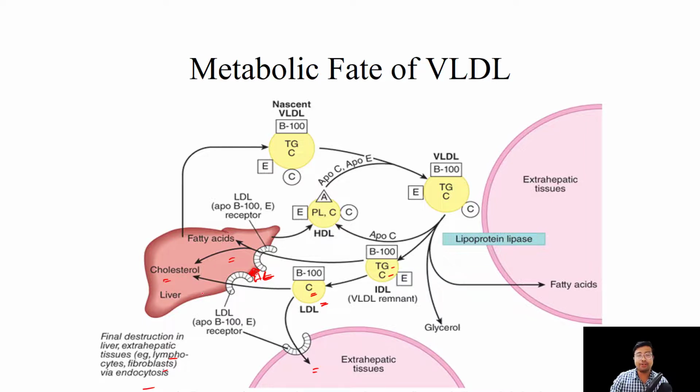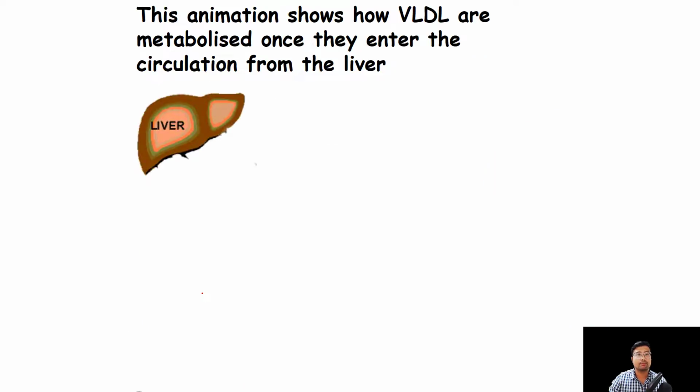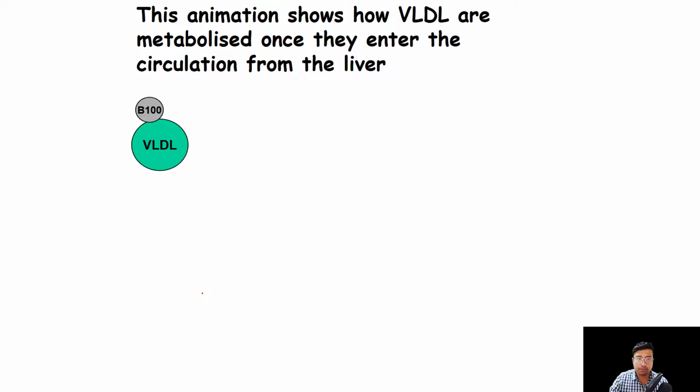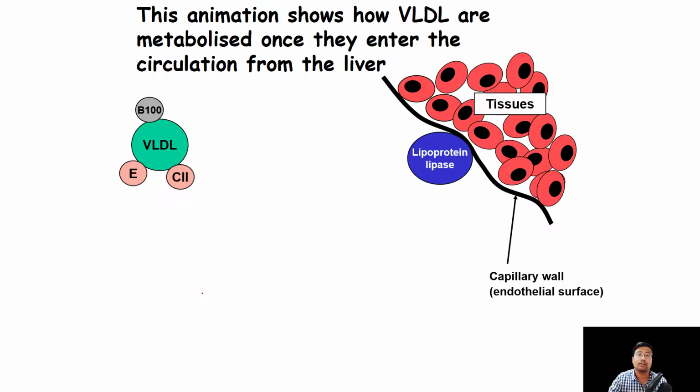Alright, we can also visualize the same with the help of a very cute animation. This animation shows how VLDL are metabolized and enter the circulation from the liver. Number one, VLDL are produced from the liver. They have ApoB100 and they get ApoC and ApoE from HDL, specifically ApoC2. If you want to score good marks, you need to mention ApoC2. So ApoC2 and ApoE are donated to the VLDL, and thus the VLDL remnant becomes mature VLDL.